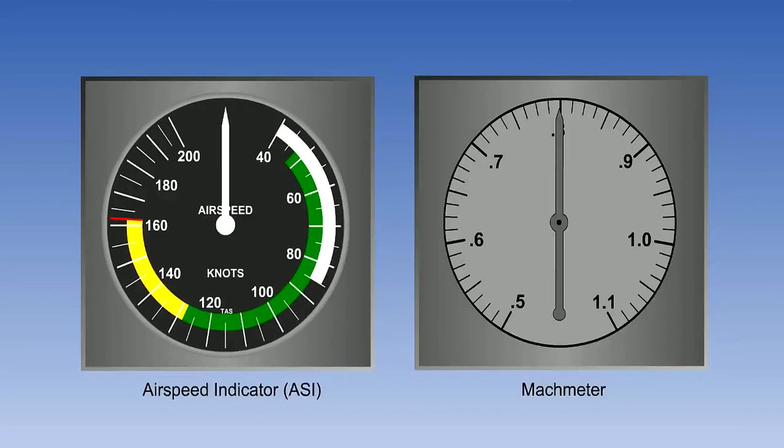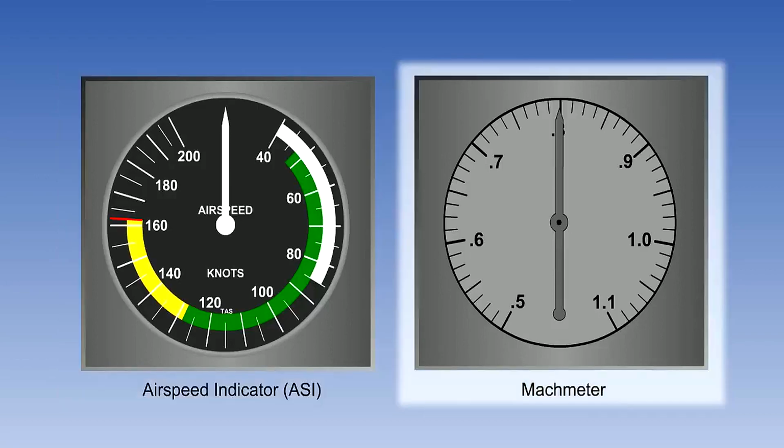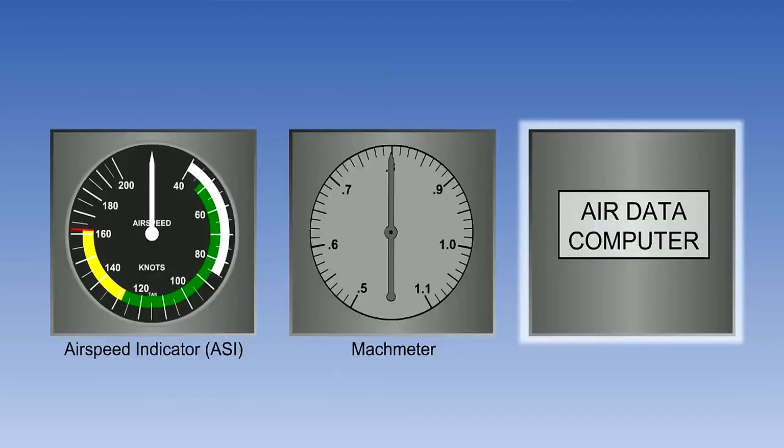The basic flight instruments which use both static and Pitot pressure are the airspeed indicator or ASI shown here and the Mach meter shown here. Again, both these instruments are covered in detail in their own specific lessons. Pitot and static pressure inputs are also required for an air data computer or an ADC. This will be dealt with in detail in the lesson on air data computers.